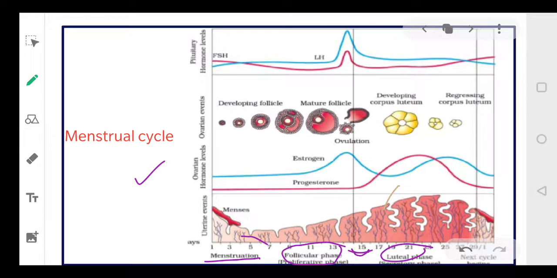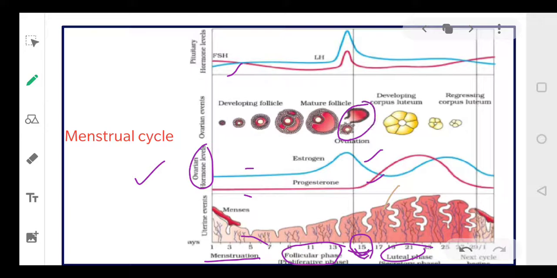So you can see the changes. When there is menstruation, when the menses occurs, the level of ovarian hormones, the estrogen and progesterone, is low, right? And here also you can see the pituitary hormones, FSH and LH. This blue line is LH, and this red line is FSH. Then during follicular phase, the level of ovarian hormones slowly increases. LH and FSH also increase. And during this 14 to 15 days, when there is ovulation, there is a sudden increase in the level of ovarian hormones, that is estrogen, progesterone.